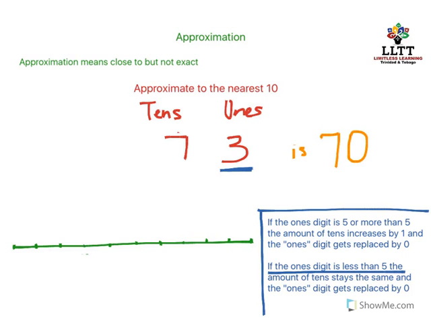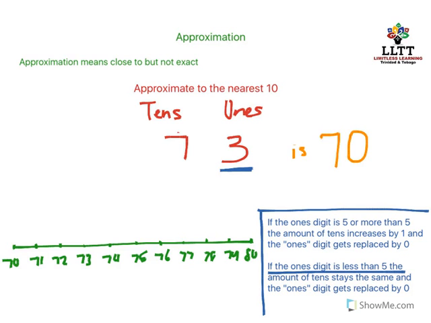And again, we can look at this on our number line. Let's say we had a number line going from 70 to 80. 70, 71, 72, 73, 74, 75, 76, 77, 78, 79, and 80.